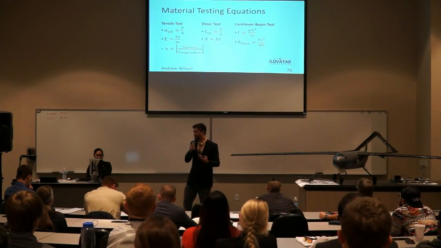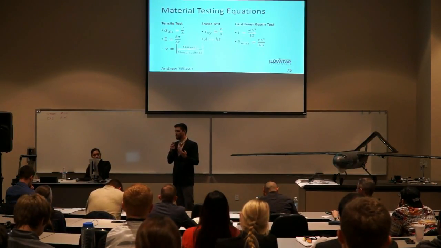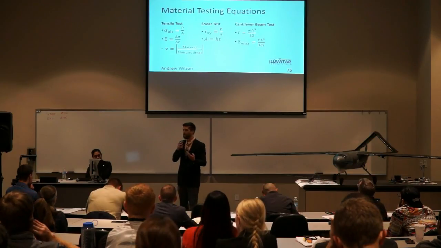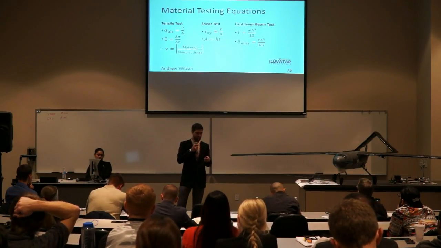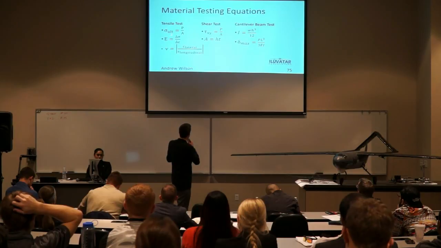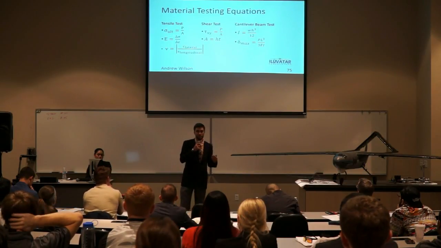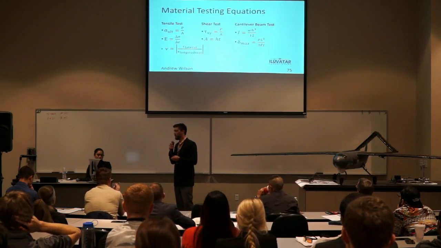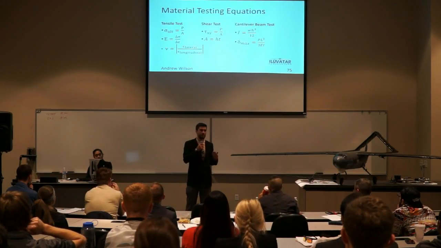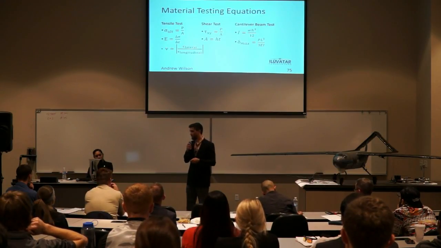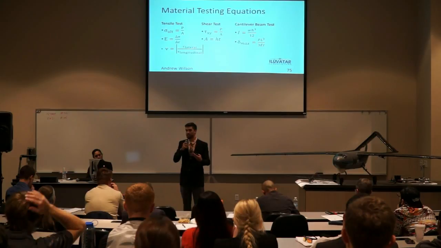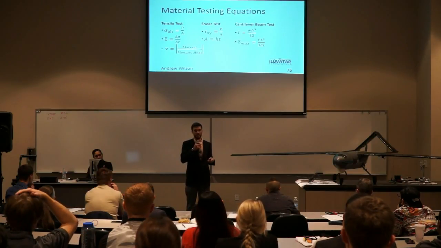These are the equations we used for the tensile test, shear test, and the cantilever beam test, respectively. So, as you can see here, in the tensile test, our sigma ultimate is the force applied over the area, and Young's modulus is the slope of the stress-strain curve. In the shear test, the key thing to note is that the area is actually a cross-sectional area, it's H times T.